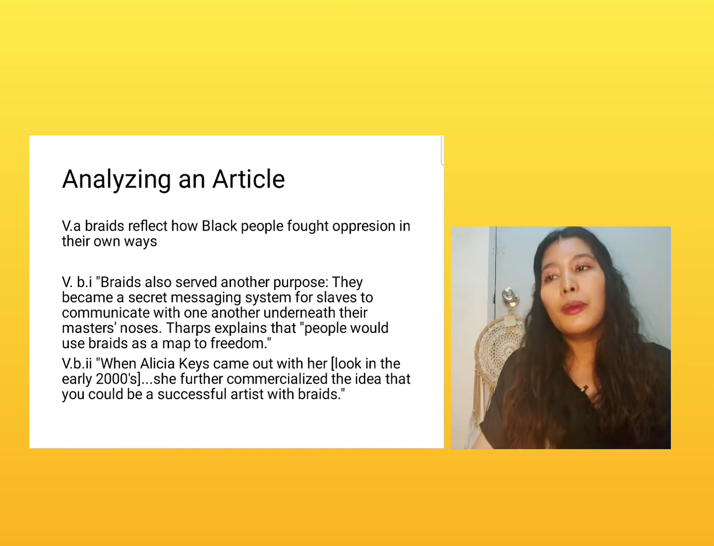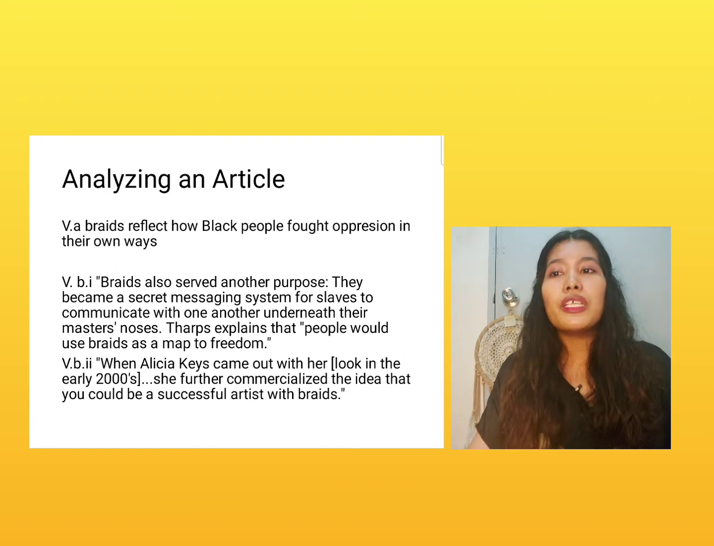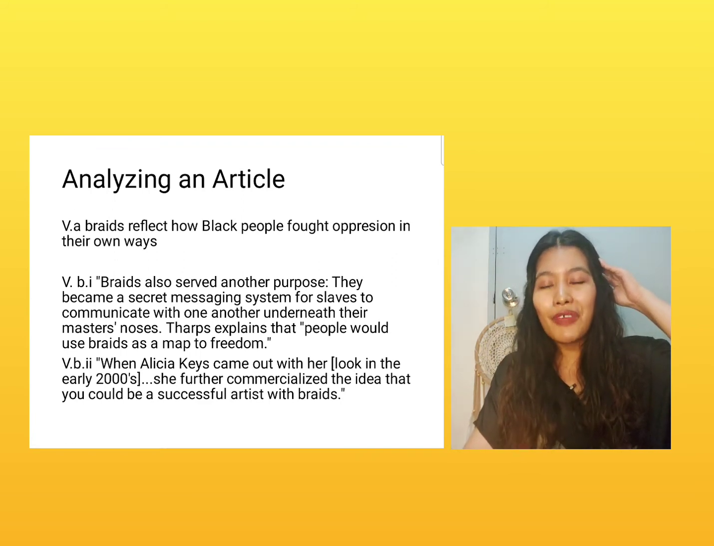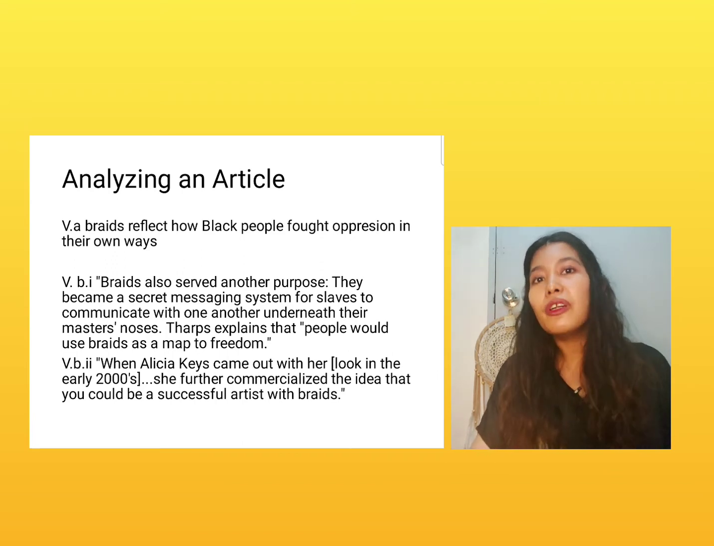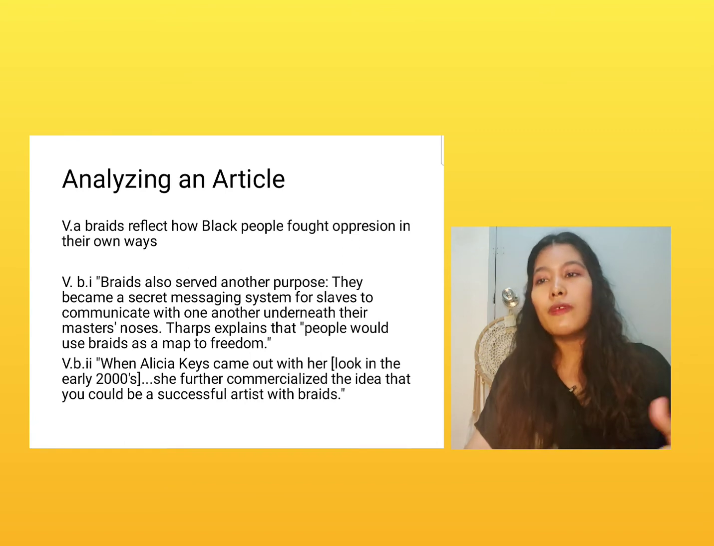According to the article, braids also served another purpose. They became a secret messaging system for slaves to communicate with one another underneath their masters' noses. Tharp explains that people used braids as a map to freedom. They used their braids to help their fellow people escape the difficulty of slavery. So they have used it to preserve their lives. And that's such a clever way of using it. Back then, it has that social value.